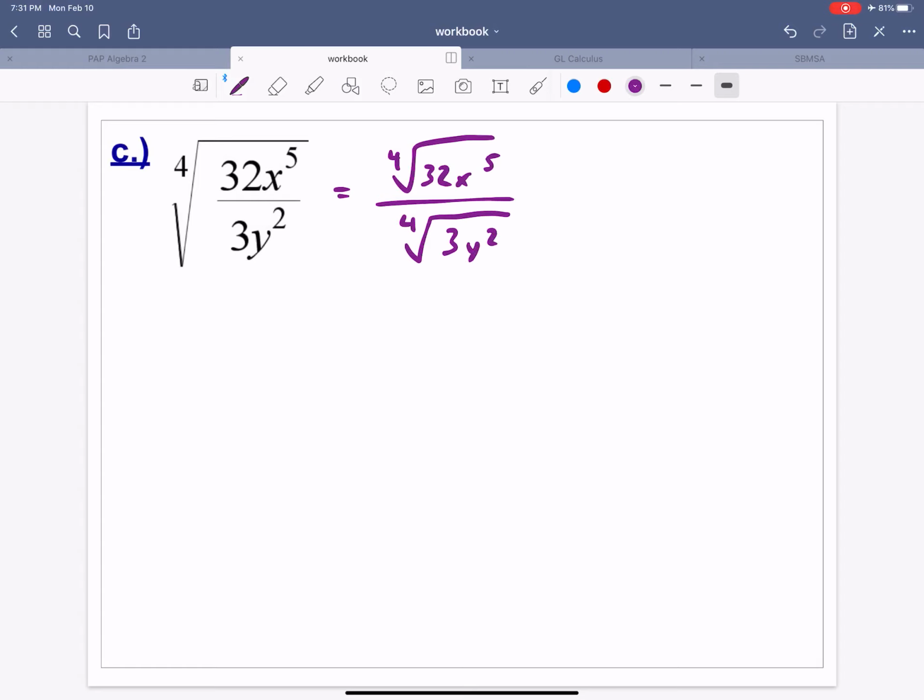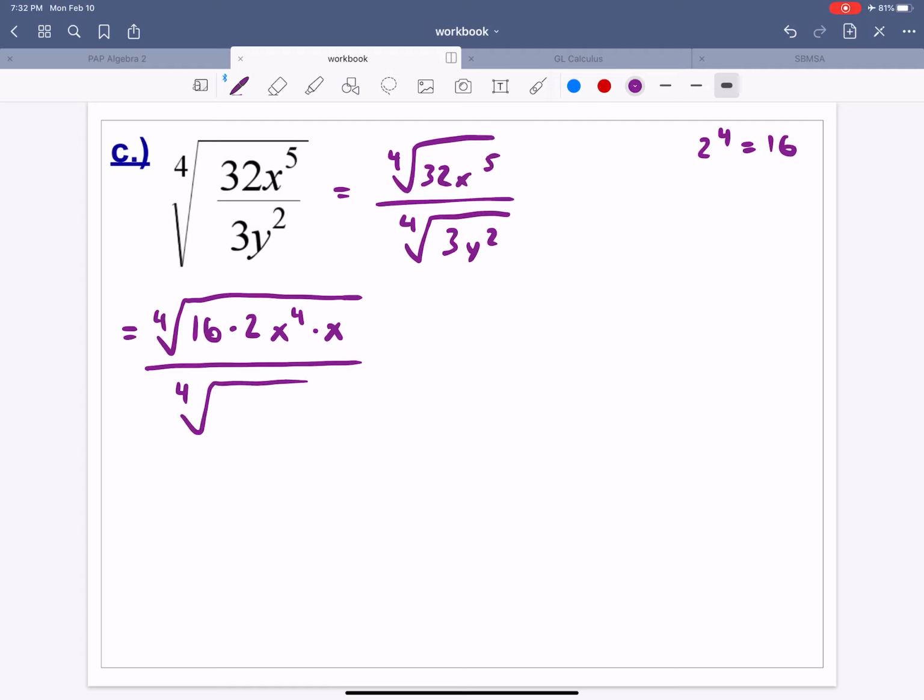So I'm going to simplify the top as much as I can. I'm looking for a factor of 32 that is a 4th power. So 2 to the 4th is 16, and 16 is very clearly a factor of 32. So I'm going to think about this as 16 times 2 times x to the 4th times x. Now the reason that I'm splitting that up is to show you why the x to the 4th comes out the way that it does.